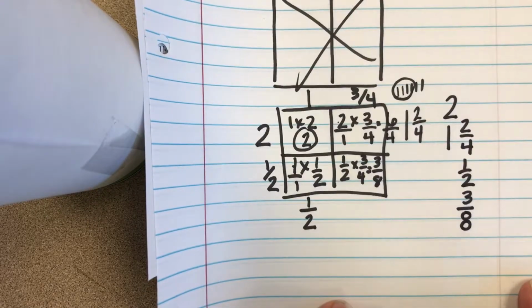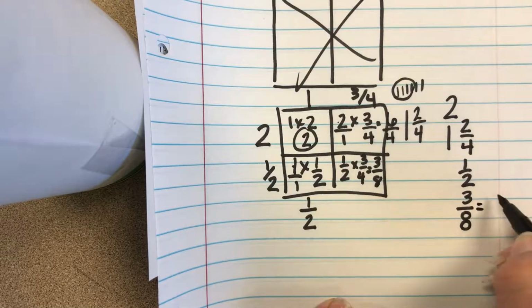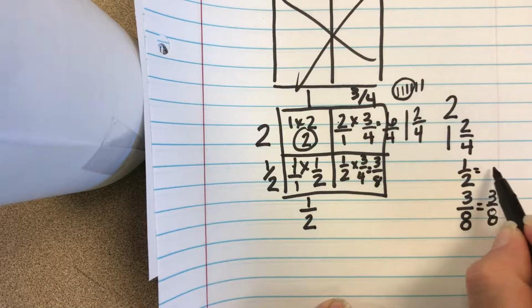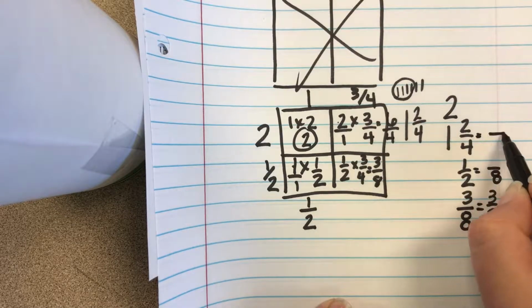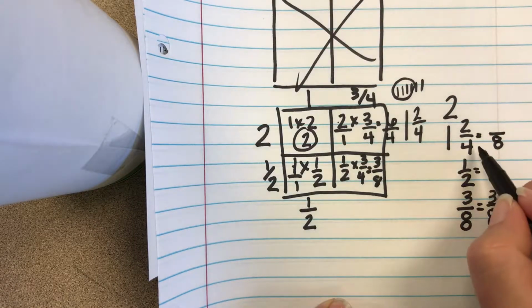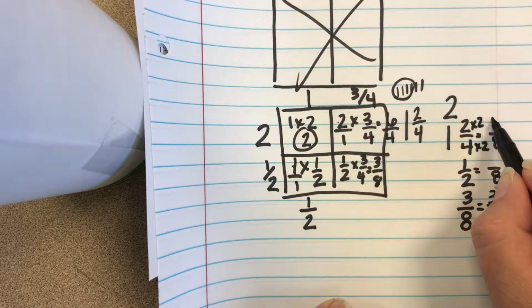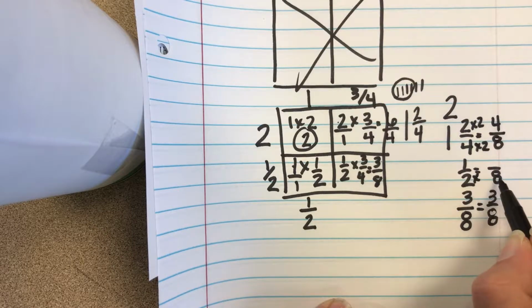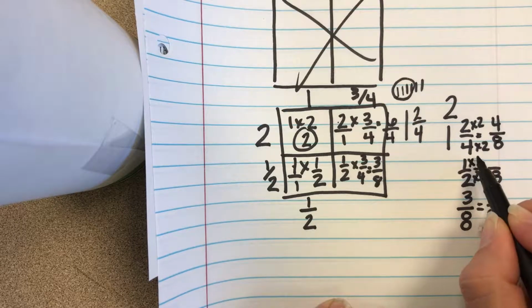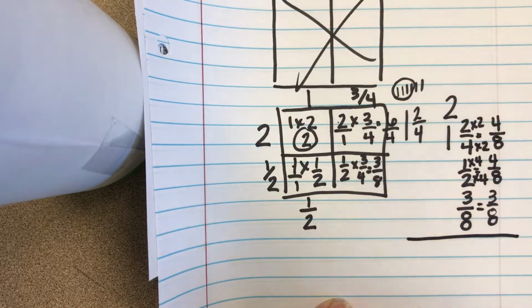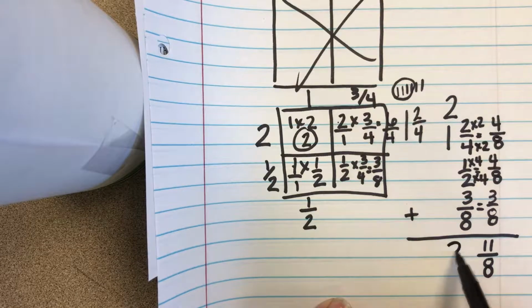It is always my job to keep one denominator the same and turn the other two into that denominator. So I'm going to keep my large one the same. My large one is 8ths. And I'm going to see if I can turn these into 8ths. 4 times 2 is 8. 2 times 2 is 4. 2 times 4 is 8. So I have to do the same to the numerator. So let's add. 4 plus 4 is 8. 3 more is 11. 2 plus 1 is 3.